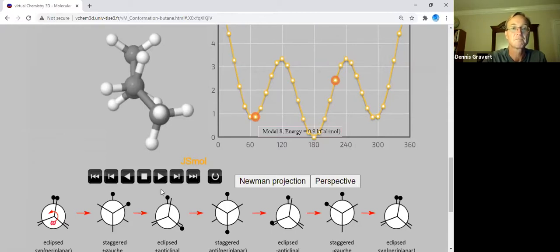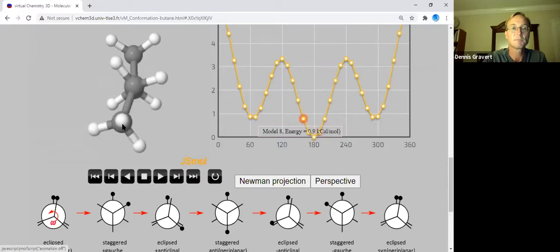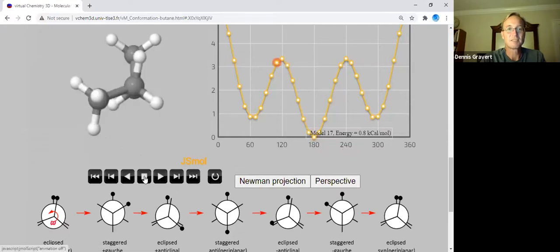So keep going. Missed it, but we're supposed to get through the anti, opposite big groups. Energy minimum here. So if I ask you on the exam to draw this, you don't get to use this computer program. Draw the Newman. And then when you draw the biggest groups anti, know you're going to be in a valley on your energy diagram. Keep going. I missed the other eclipse. It's right here, pretty close to the top of the peak.